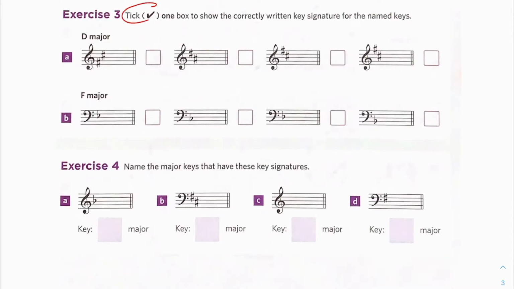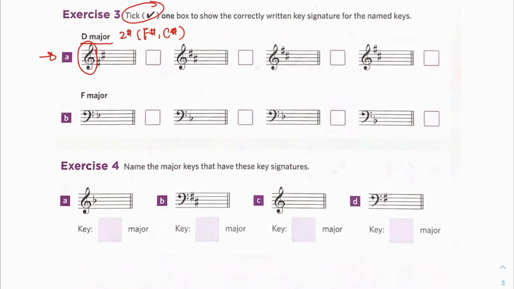Exercise 3. Tick one box to show the correctly written key signature for the named keys. Question A is in D major. There are two sharps in D major. They are F sharp and C sharp. So let's go over the key signature one by one.